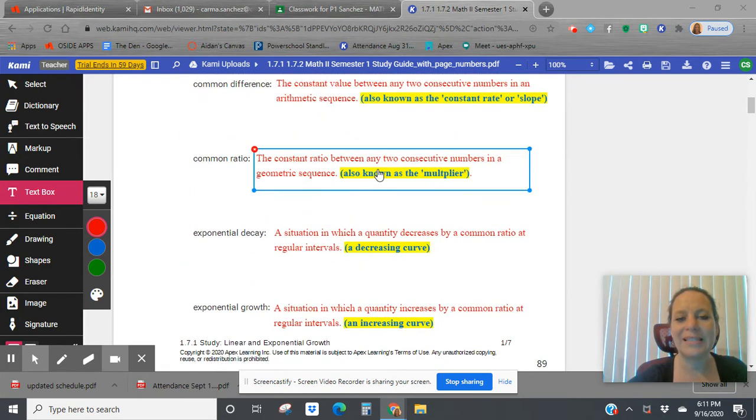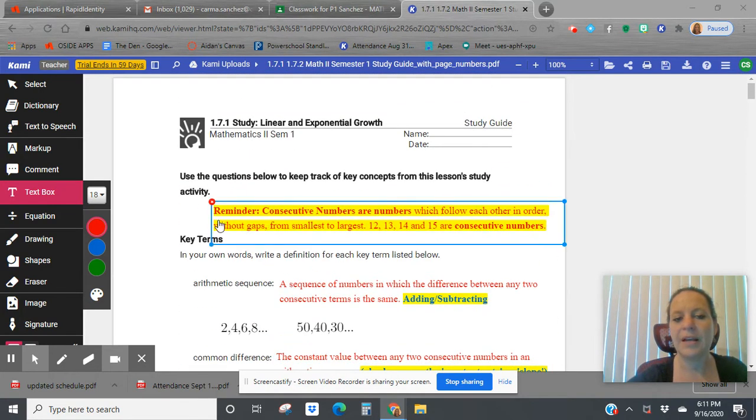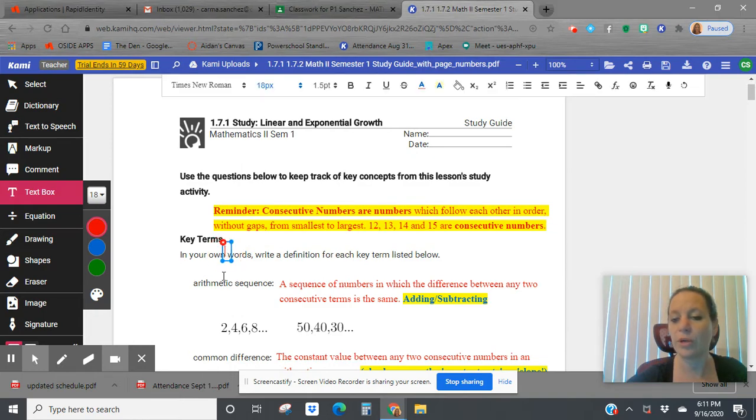Because of this word consecutive that comes up a couple times in this, I did put a quick reminder up here. Consecutive numbers are numbers which follow each other in order without gaps. So from smallest to largest, 12, 13, 14, and 15 are consecutive numbers, just as a quick reference.